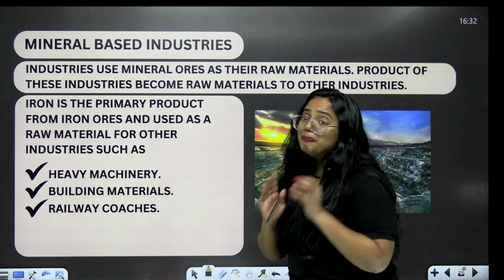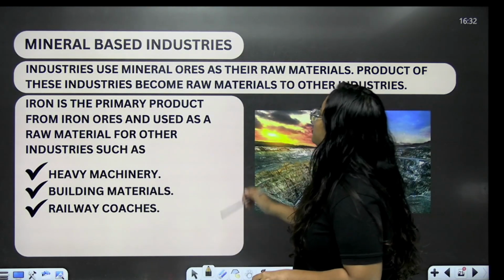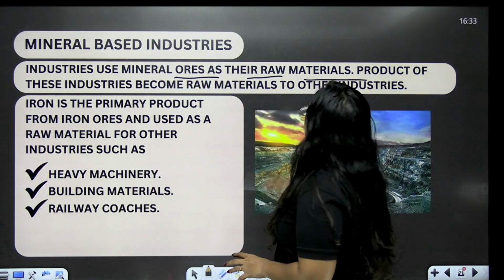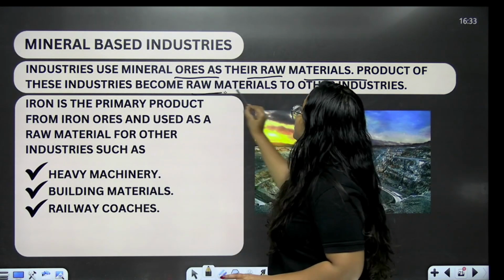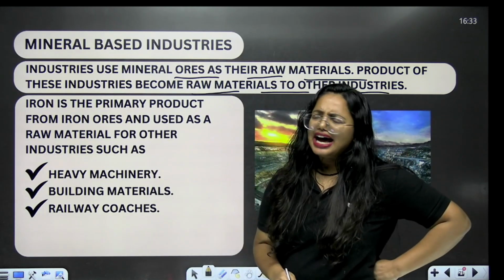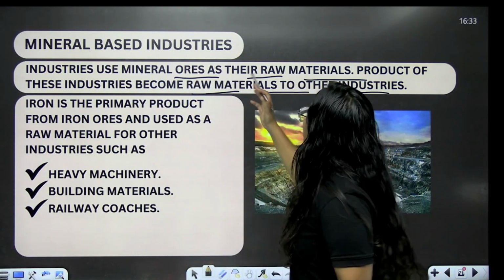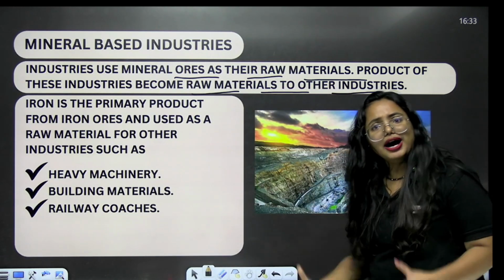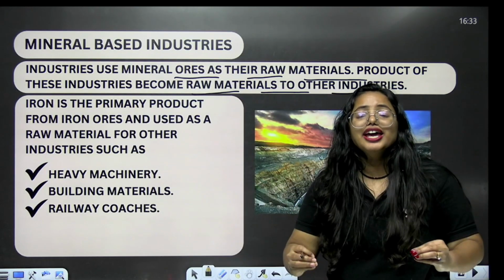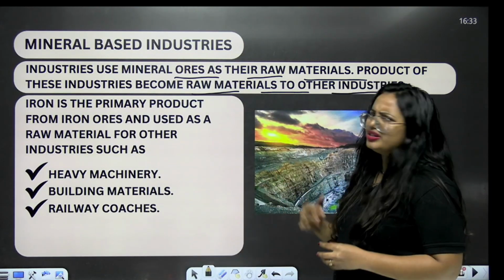Oh, this is nothing but mineral-based industry. This particular industry uses mineral ores as their raw materials, and the products of these industries become raw materials to other industries as well. What is meant by that? Industries use mineral ores as their raw material, but the product that you make out of these can be raw materials to other industries too. How is it possible?